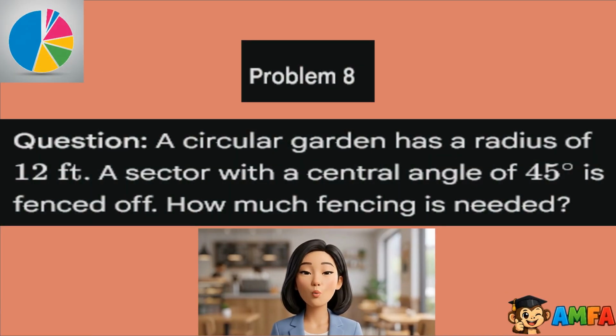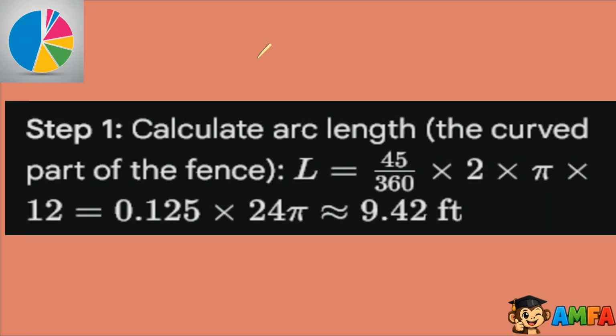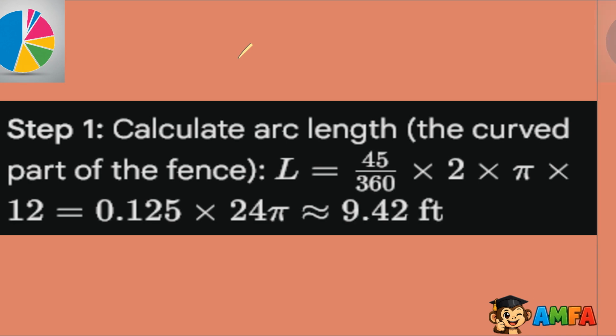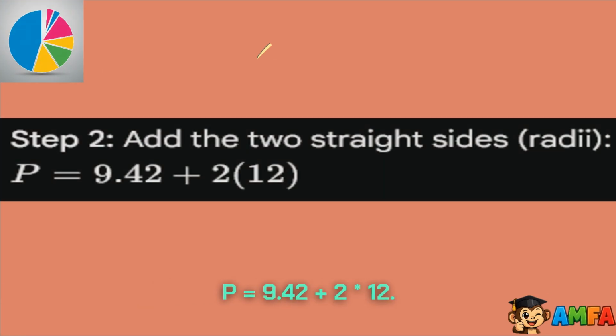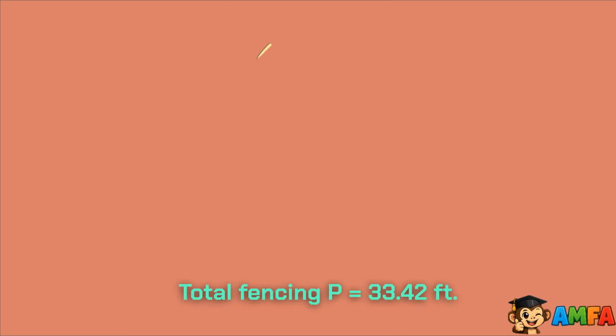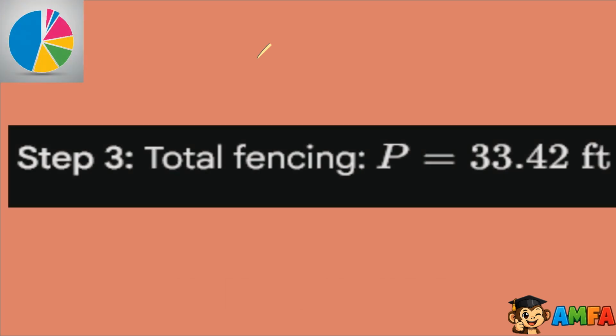In our final example, we explore a scenario involving a larger sector with a radius of 12 centimeters and a central angle of 45 degrees. Calculate the arc length, that is, the curved path of the fence, which works out to be 9.42 feet. Add the two straight sides. P equals 9.42 plus 2 times 12. Total fencing. P equals 33.42 feet.